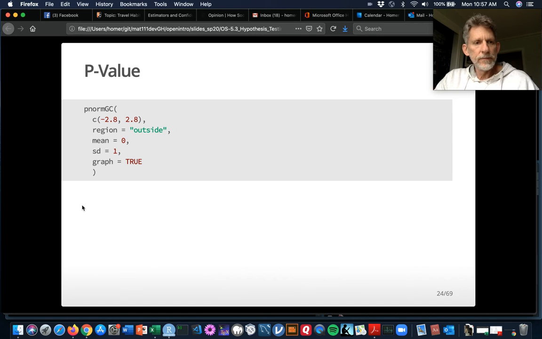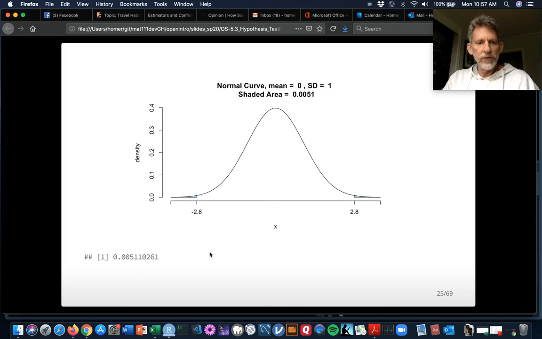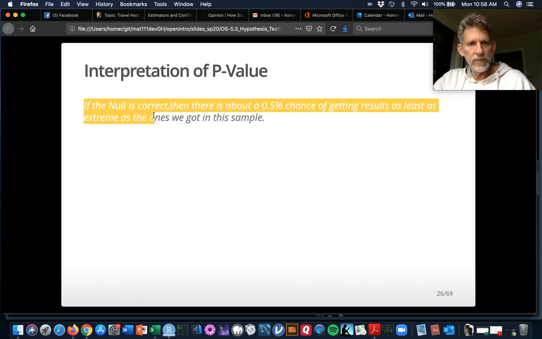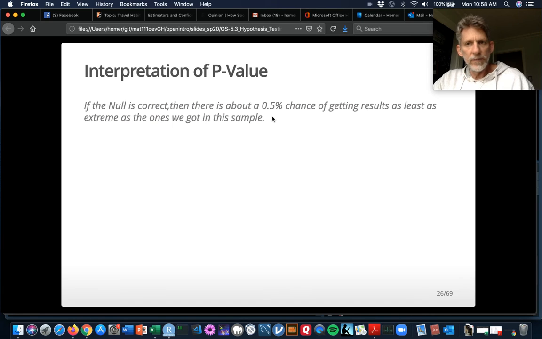What's the p-value? Well, you compute it the same way as before, except now you're looking for the area outside of the minus 2.8 to 2.8 range. And as you can see, that's a much smaller probability, 0.005, about 1/2 of 1%. So how do we interpret the p-value? It's this complete sentence here. If the null is right, if p really is 1/3, then there's only about a 0.5% chance of getting results at least as extreme as the ones we got in the sample.